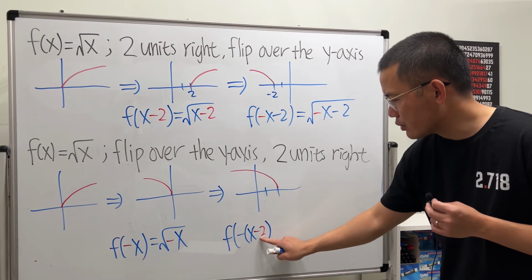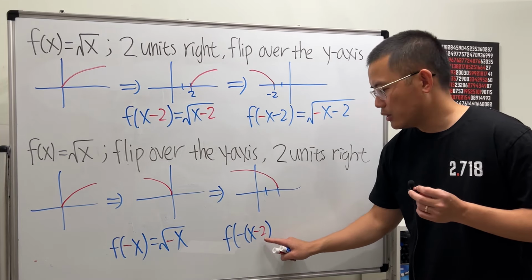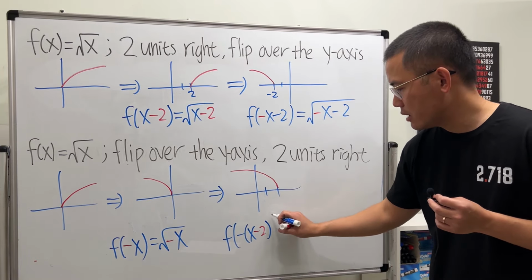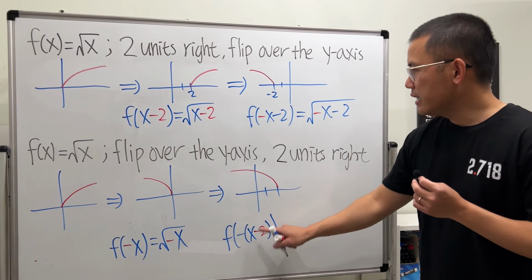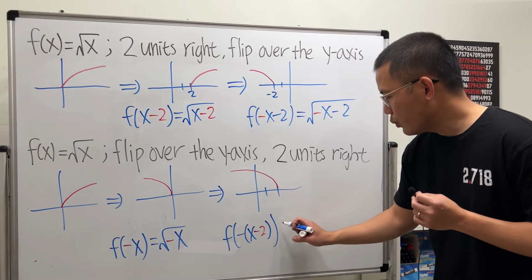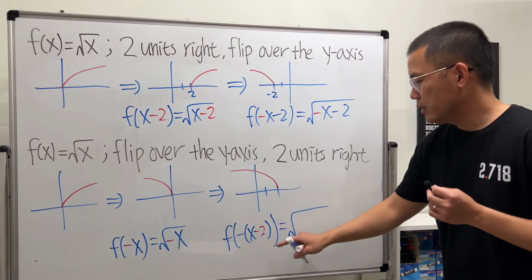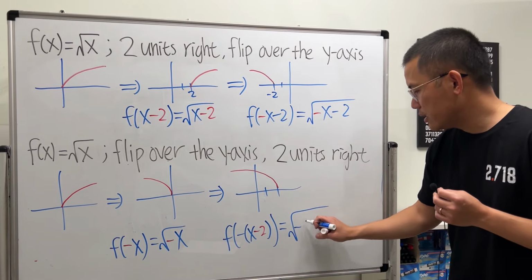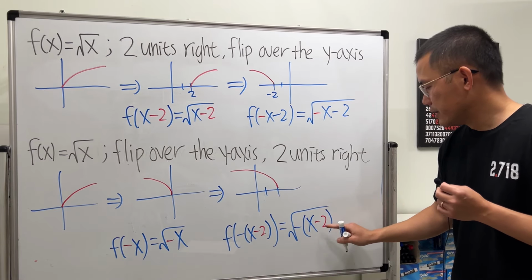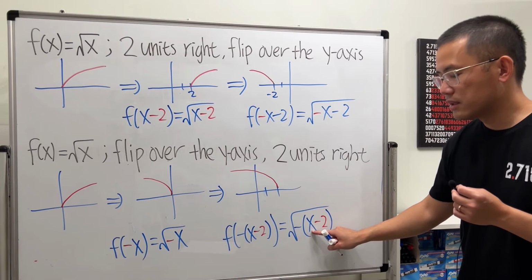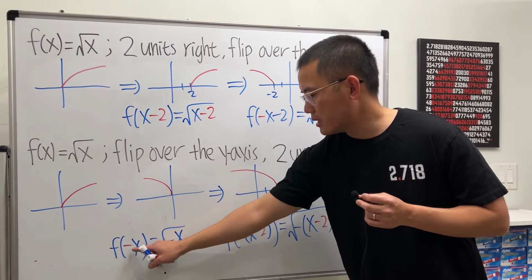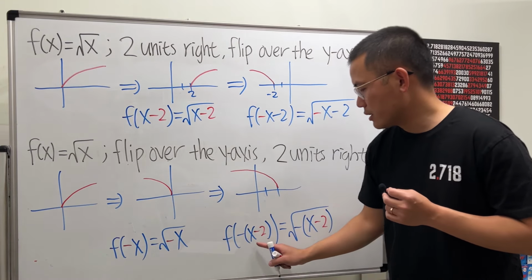Because you want to subtract the 2 directly from the x. You want to make this happen first. So you have to keep the negative on the outside. So this and that are different because of that extra parentheses. And this right here will give us the square root. Just put that into the function, negative parentheses x minus 2. Subtract 2 directly from the x. So put the negative on the outside. This negative is from here. Keep that negative on the outside.